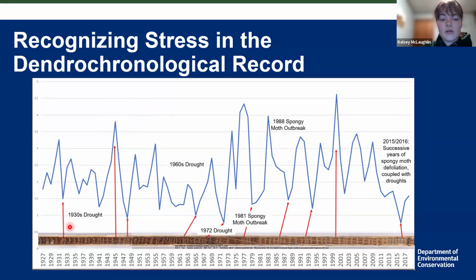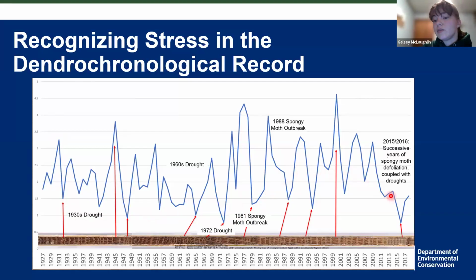And you can look at the growth rings of that tree and plot how wide they are. So this is the width, and I think millimeters, they're not very big. And then you can kind of relate the good growth years to good things and the bad growth years to bad things, essentially. So we can identify things like droughts all the way back to the 1930s or spongy moth outbreaks. And so we can do this to identify kind of big decline events.